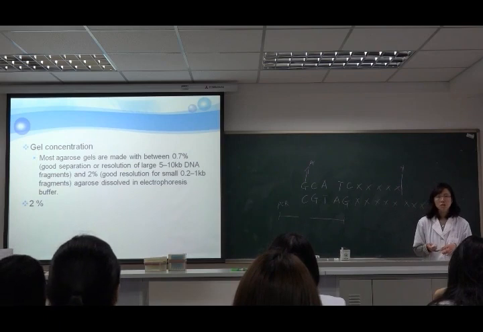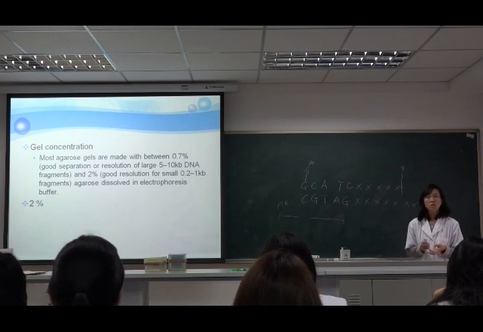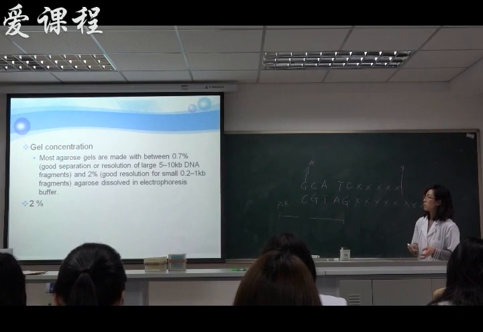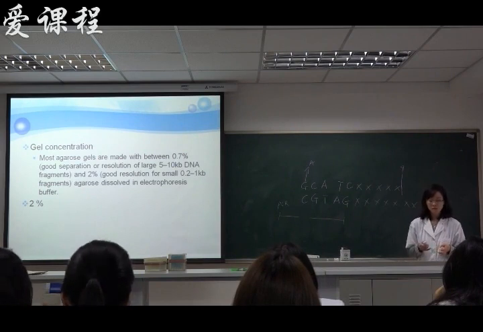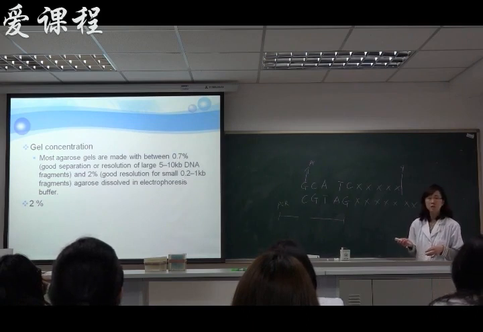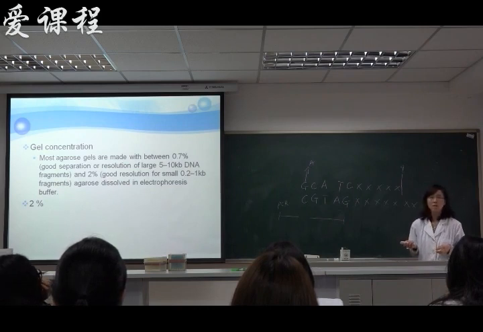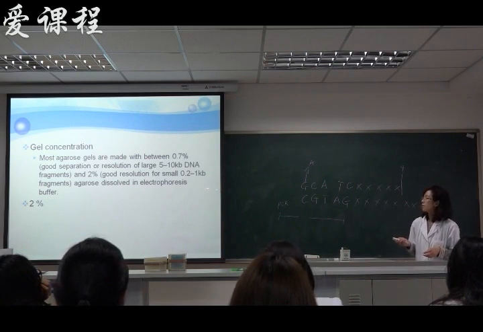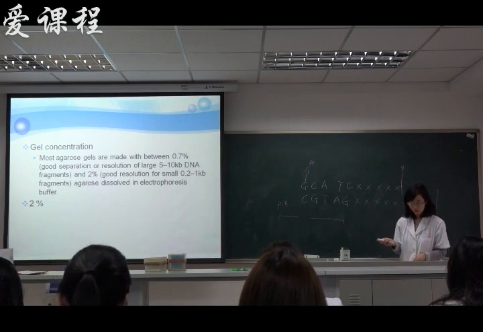And the concentration of the gel is different. We usually use agarose gel from 0.7% to 2%. The 0.7% gives good separation or resolution of large DNA, from 5 to 10 kb. And the 2% gives good resolution for small ones, from 0.2 to 1000 bp. So today we will use about 2% agarose gel.